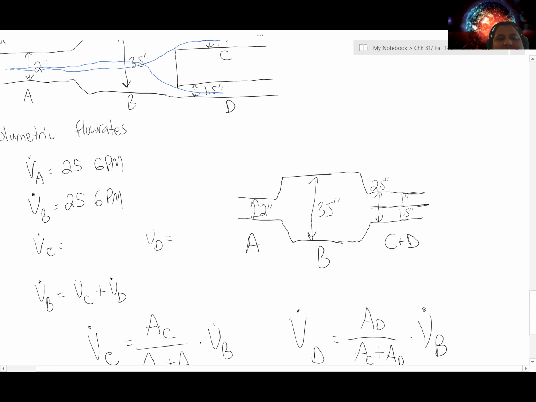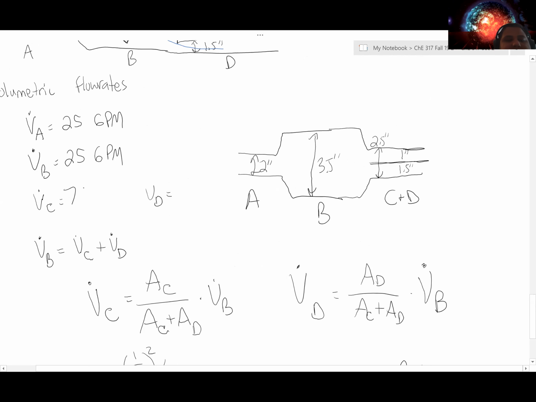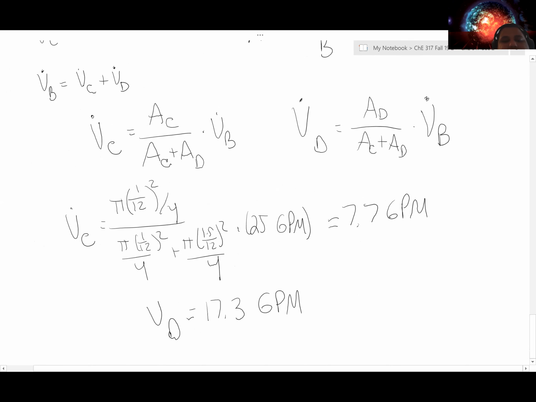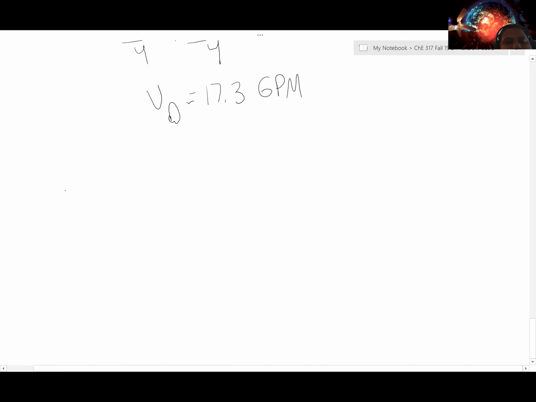So now we've got the flow rates, 7.7 gallons per minute and 17.3 gallons per minute. So now we can look at the flow velocities. Well, the velocity of A is simply the volumetric flow rate of A over the area, or the cross-sectional area of section A, which would be 25 gallons per minute, GPM.